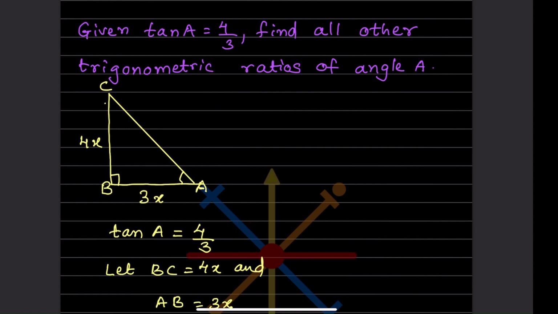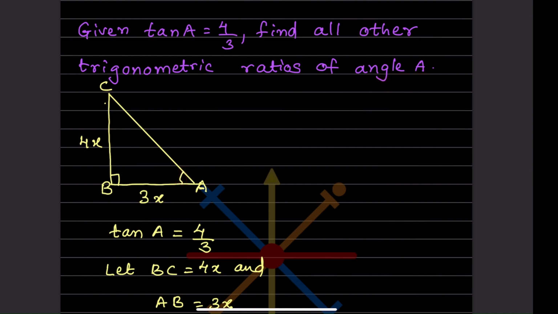This is the rough diagram I have drawn over here. Since we want the ratios of angle A, the angle A should be here, so we can name the triangle A, B and C. So this is the angle.